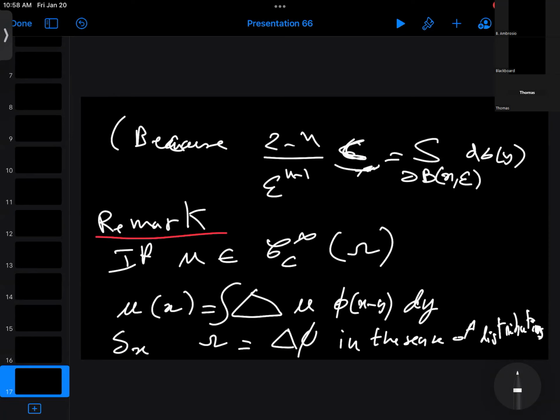Yeah, it's harmonic, but it has a singularity. Actually this is phi of x minus y, and you take the Laplacian with respect to y. But it has a singularity, so when you take the integral, this is the Dirac. It's harmonic everywhere, but at the center. At the center, it's not even defined, in zero. That's why in the formulas we take phi of x minus y, so you transfer your singularity at x.